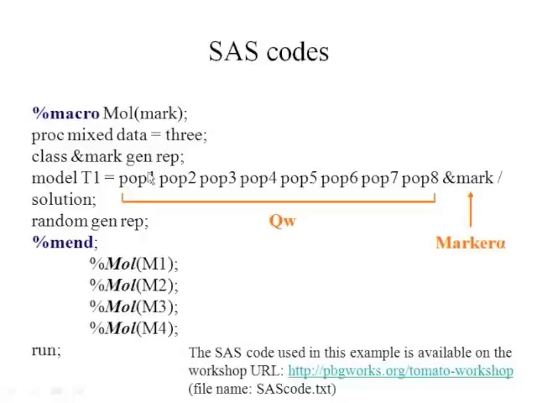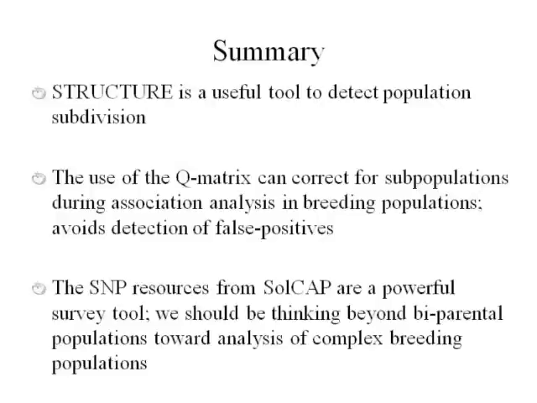we add the Q matrix to estimate the marker effect more accurately. This test code is also available at the SourceCap workshop URL.